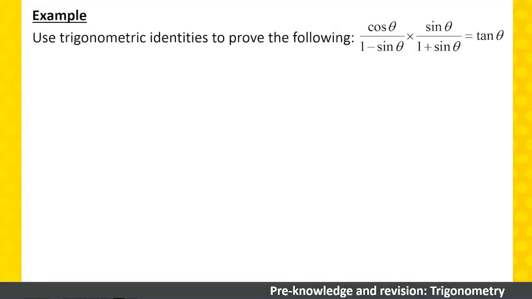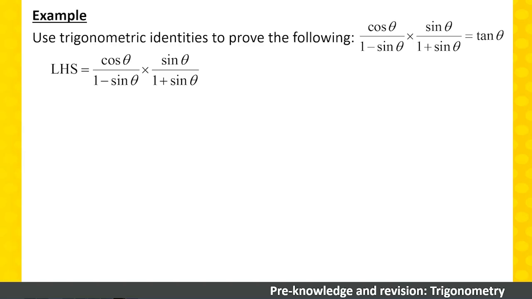Now let's work through the solution to question 2. We start off on the left hand side. Left hand side equals cos theta divided by 1 minus sine theta multiplied by sine theta divided by 1 plus sine theta. We multiply our numerators and multiply out our denominators using FOIL.